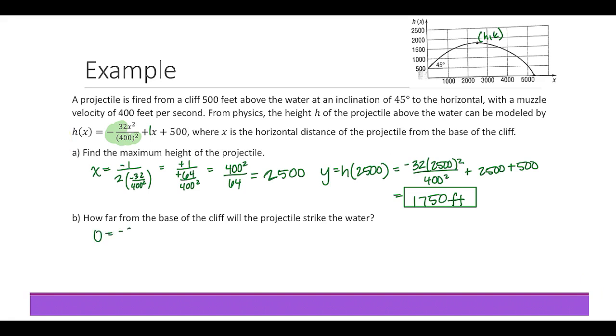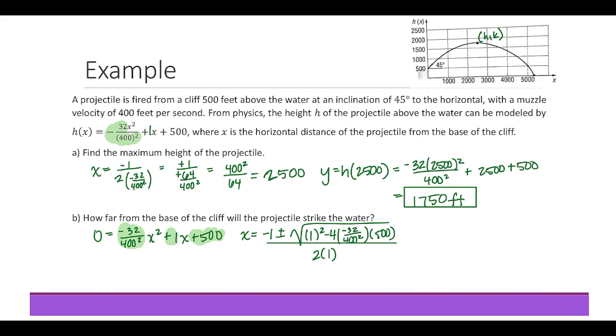So when does 0 equal negative 32 over 400 squared, x squared, plus 1x, plus 500. And I'm writing it like this so I can clearly see my values of a, b, and c, because although I'm solving a quadratic equation, I'm definitely not going to do this by trying to factor. I'm just going to jump straight to the quadratic formula. So we have negative b, negative 1, plus or minus the square root of b squared minus 4 times a, negative 32 over 400 squared, times c, 500, all over 2a, so 2 times the a value.